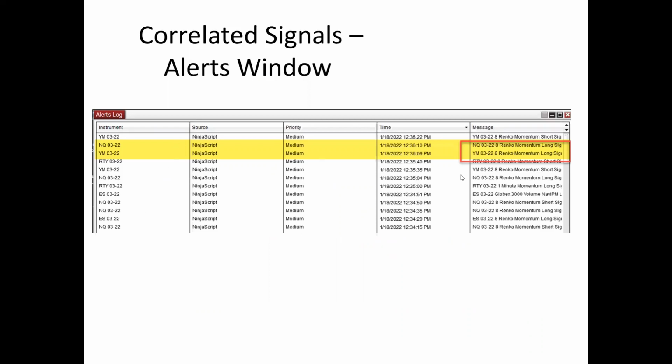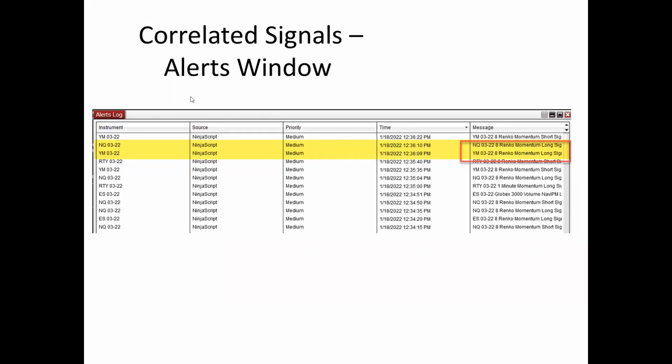One of the things I want to talk about here today is very crucial, and that is correlated signals. That means we're getting the same signal from two correlated markets at the same time. Here you can see I've got two long signals, one on the NASDAQ, one on the Dow. We do time and date stamp these signals, so you can see they both came in at 12:36. They actually came in 1 second apart from each other, 12:36 and 10 seconds, 12:36 and 9 seconds. So, two correlated signals.